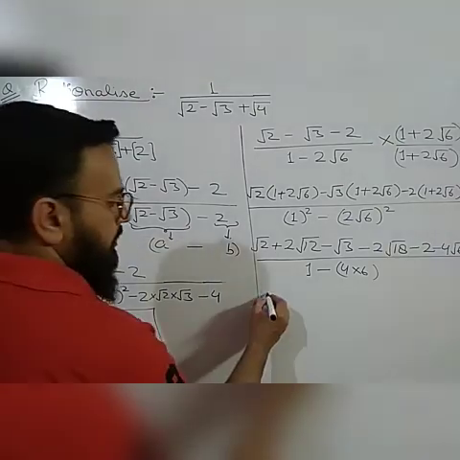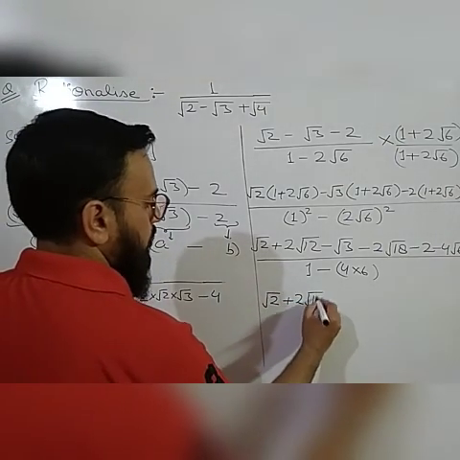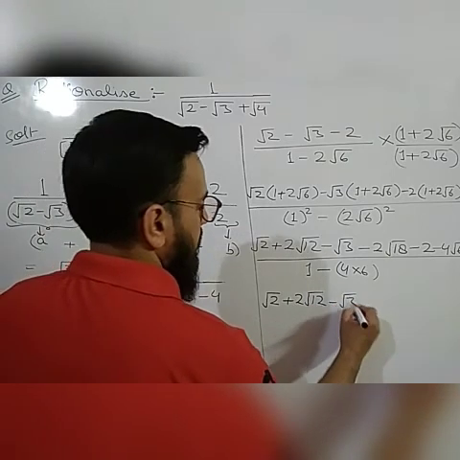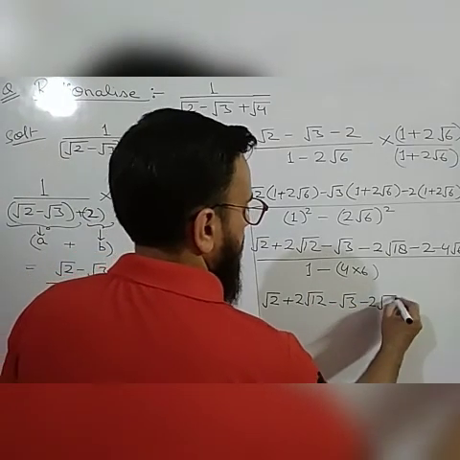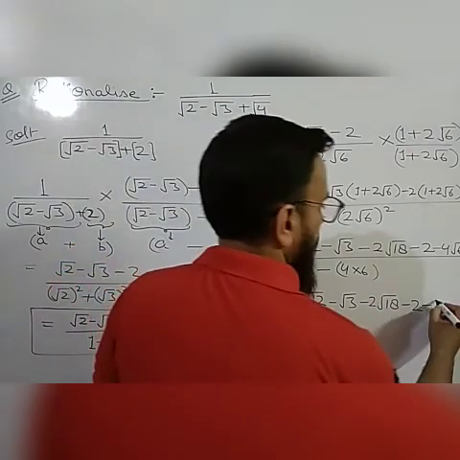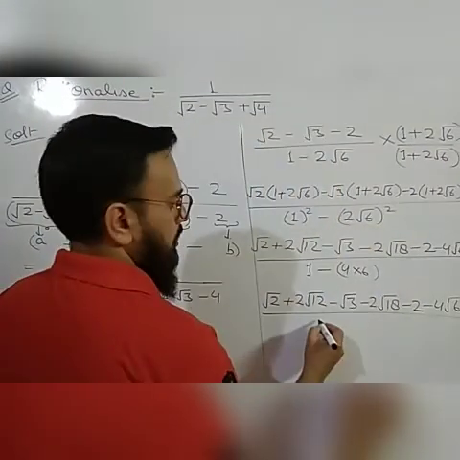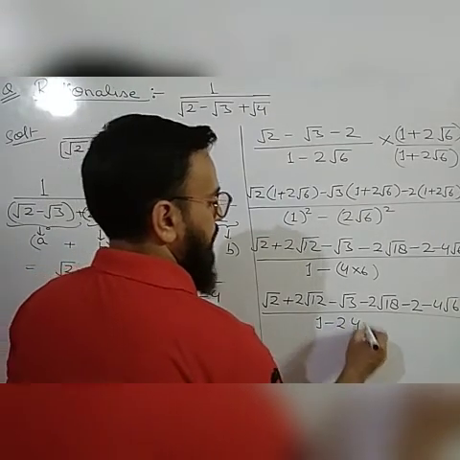So we will get root 2 plus 2 root 12 minus root 3 minus 2 root 18 minus 2 minus 4 root 6 upon 1 minus 24.